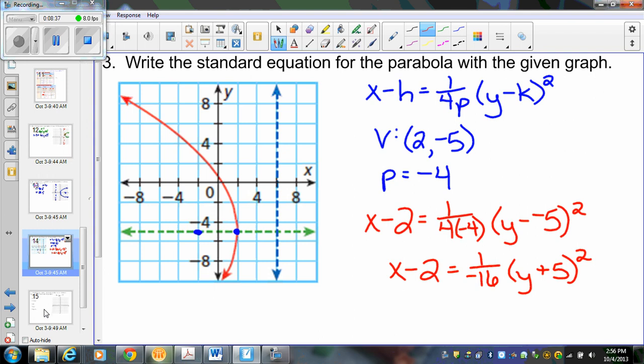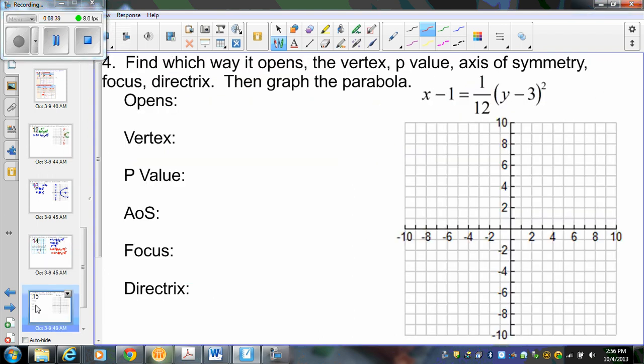Okay, so here comes the ultimate test. Given an equation, find everything about that parabola and draw the graph. So here's my equation: x minus 1 equals 1/12 times (y minus 3) quantity squared. First thing I want to identify is which way does it open.